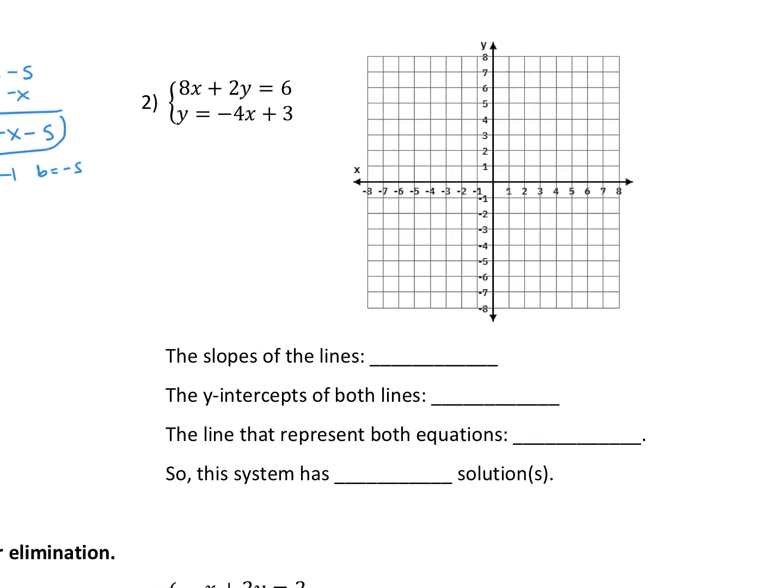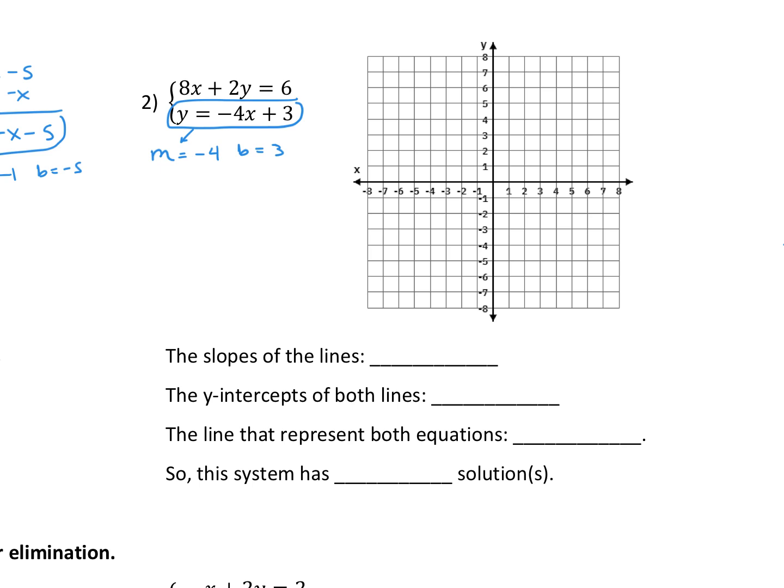Okay, so this one we are going to graph as well. And then we have just a couple of questions on the bottom to clear our thinking on it. So graphing both lines, again, I just like to go to the easier one first. This one is solved for y, it's ready for us to graph. We can see the slope is a negative 4 and the y-intercept is a positive 3.